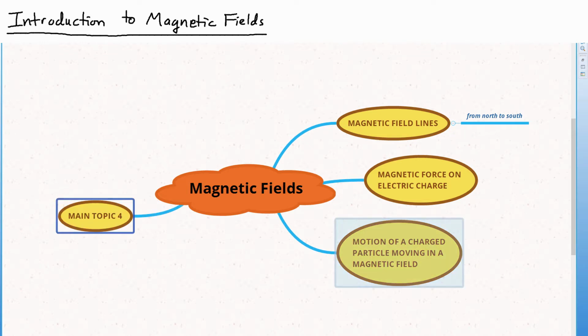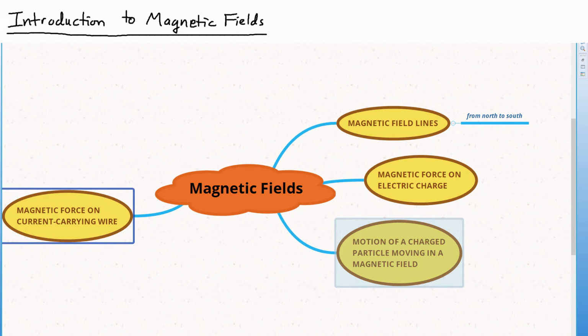And then we extend that to the magnetic force on a current carrying wire, because a wire that's carrying current is carrying moving charges. So this applies directly, and basically we come up with a simplifying equation for that.